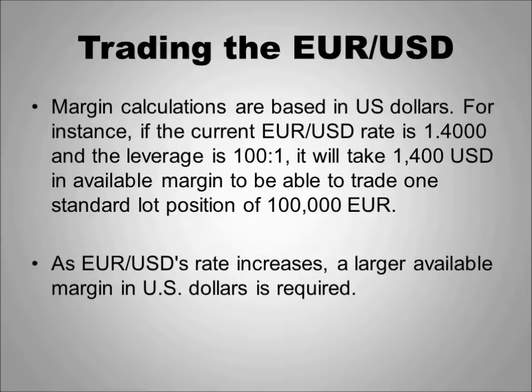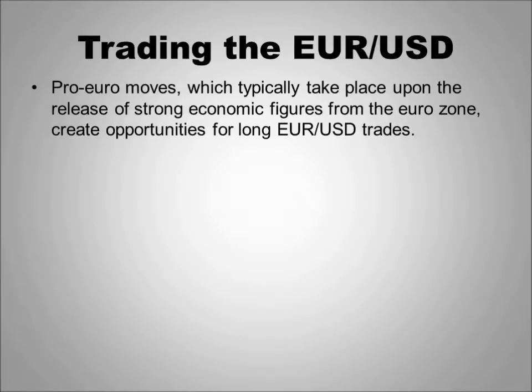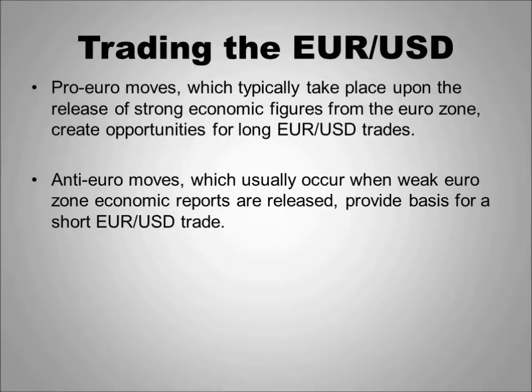Okay, here's something else that we need to know. Pro-euro moves, which typically take place upon the release of strong economic figures from the Eurozone, create opportunities for long euro-dollar trades. So anything that helps the euro move, that's an opportunity to go long. And anything that's anti-euro, meaning any data that gets released from the European Central Bank that hurts the European economy, that's also a good opportunity to go long on the US dollar and short the euro.